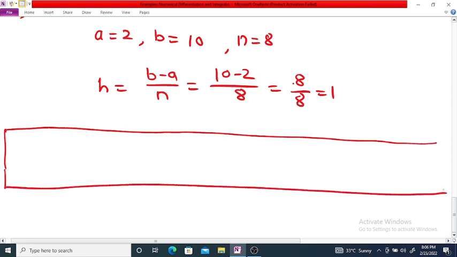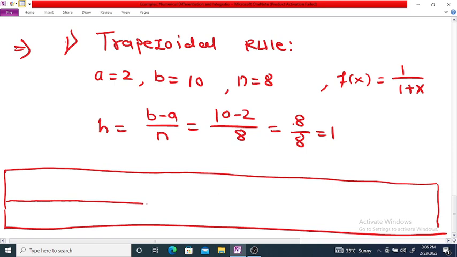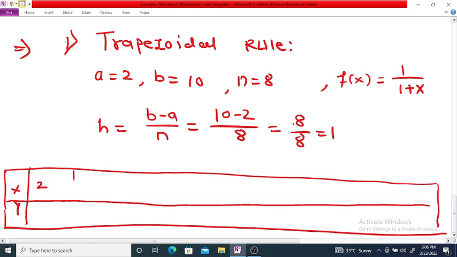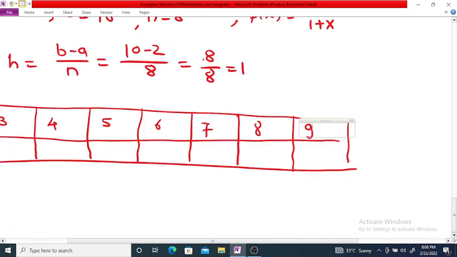So we are going to start from, what is your f of x? F of x is given as 1 divided by 1 plus x. Now, the value of x and y. Y is 1 divided by 1 plus x. So we start from the lower limit of integration, which is 2. So it is 2, then adding 1: 3, 4, 5, 6, 7, 8, 9 and 10. If n is 8, then there are a total of 9 ordinates.